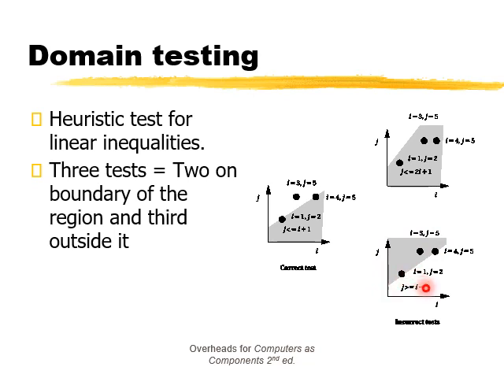So one of them must be outside the boundary. But how did this happen? Because we have an incorrect inequality. So this is how we can do domain testing for linear inequalities.